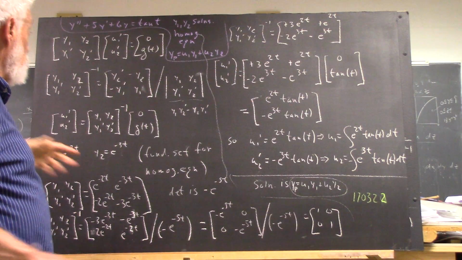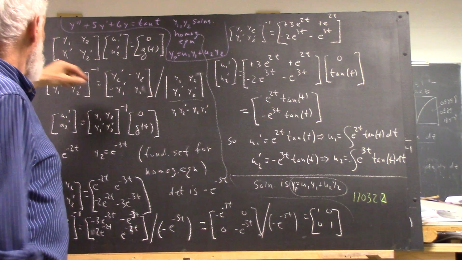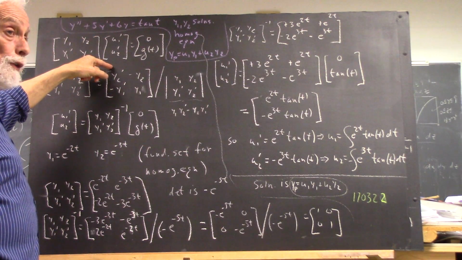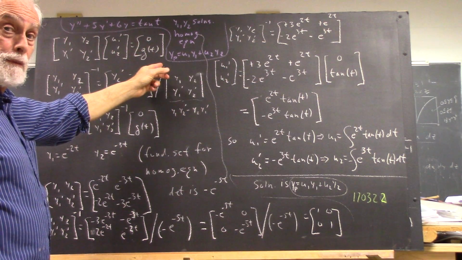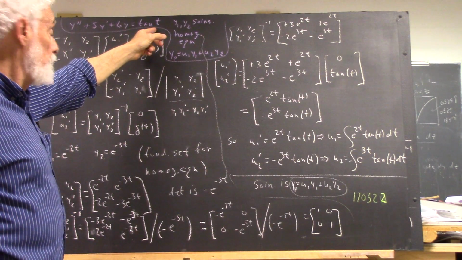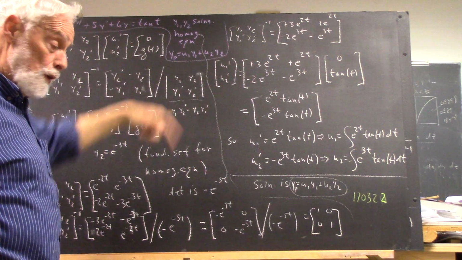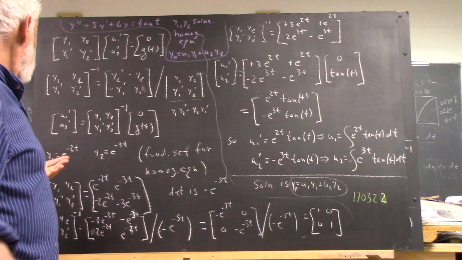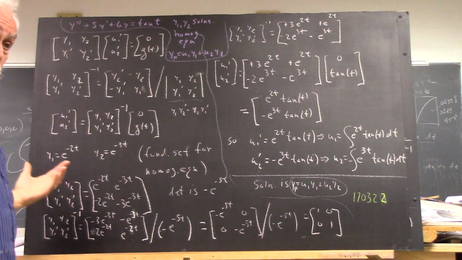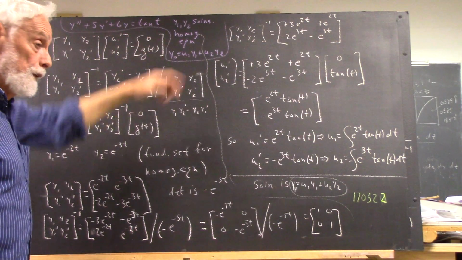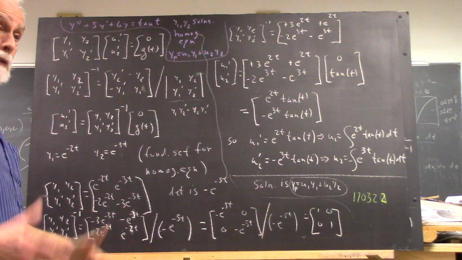The whole thing is that this is going to work as long as u1 and u2 satisfy this matrix equation, where g of t is the function you have over here, and y1 and y2 are the solutions of the homogeneous equation. So that's it. All I have to do is write this matrix down and solve the equation.